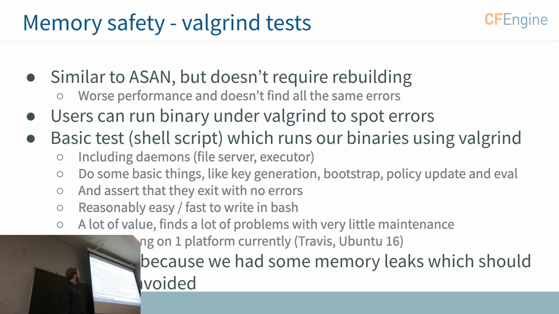So this test starts the daemons, file server and executor in the background. It does some basic things like key generation, bootstrap, update, and evaluation. Make sure that there's absolutely no errors in the logs, no ASAN, no valgrind errors. And it's just a bash script. It's really easy to understand and write. And for me, this is very, very good because it didn't take that long to write this test, and it's provided so much value since I did it.